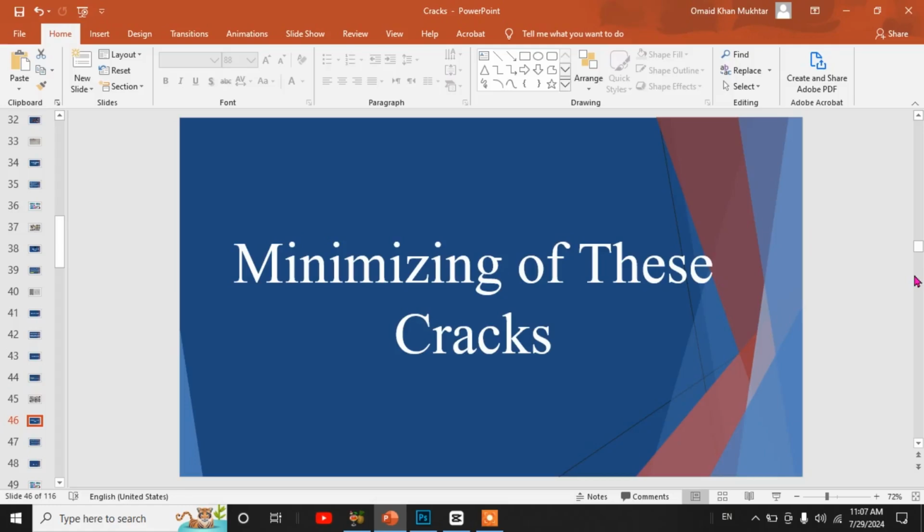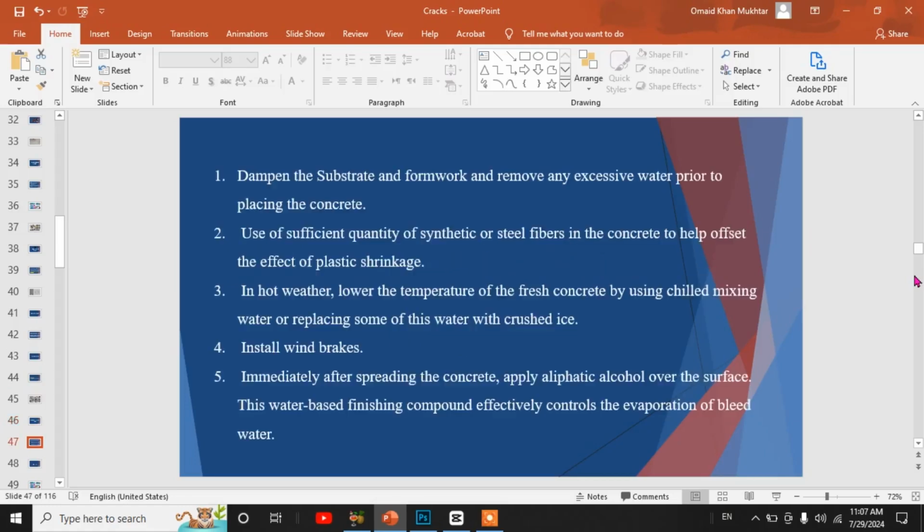Minimizing of these cracks. First, dampen the substrate and formwork and remove any excessive water prior to placing the concrete. Second, use a sufficient quantity of synthetic or steel fibers in concrete to help offset the effect of plastic shrinkage. Third, in hot weather, lower the temperature of the fresh concrete by using chilled mixing water or replacing some of this water with crushed ice.